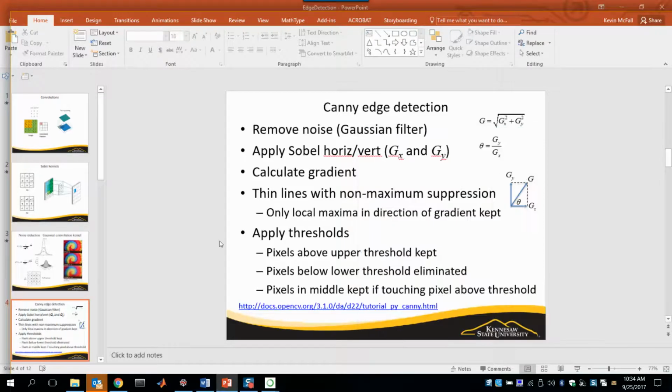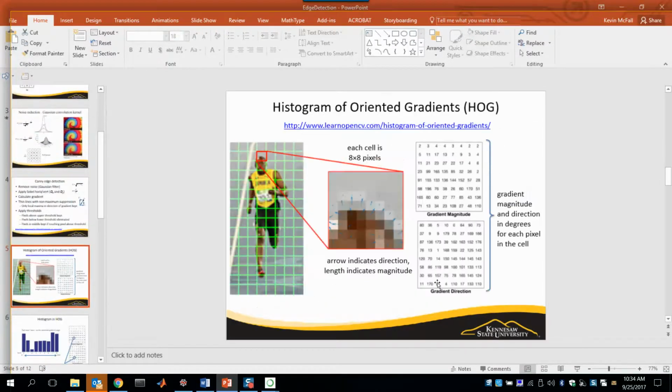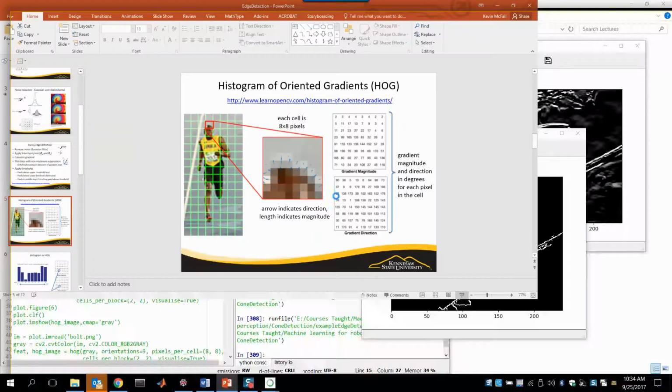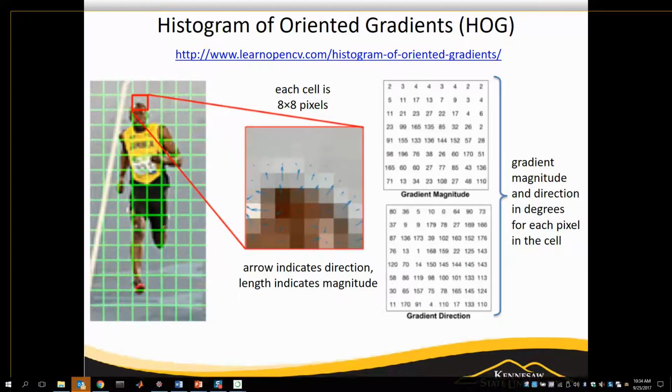Now I found an amazing web page. It does a great job of describing this idea of the histogram of oriented gradients. There's the URL up there. It has a ton more information, describing in more detail than what I'm going to cover today. Really good. Spot on.